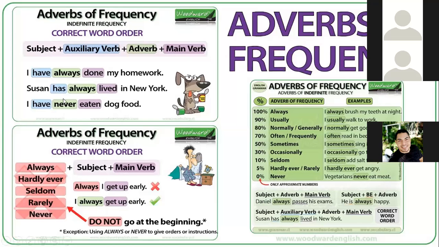So remember that I said that the correct word order of the frequency adverb is the subject, plus the auxiliary verb when you have other verb tenses, and then the adverb, and then a main verb, right? This is one structure. The other is that normally always, hardly ever, seldom, rarely, and never don't go at the beginning. You have to say, I always get up early, which was the order that I already showed you, right?